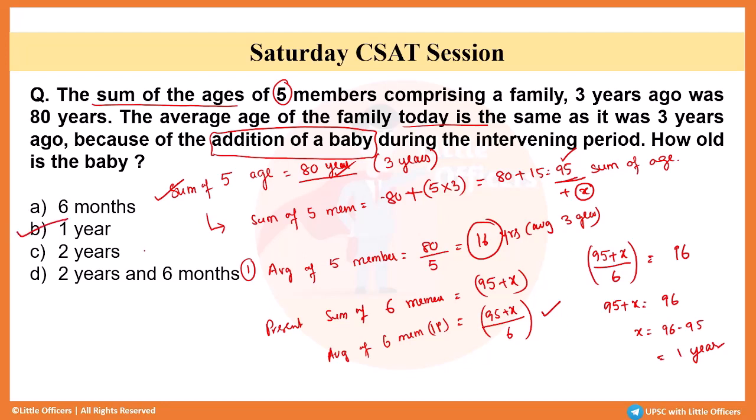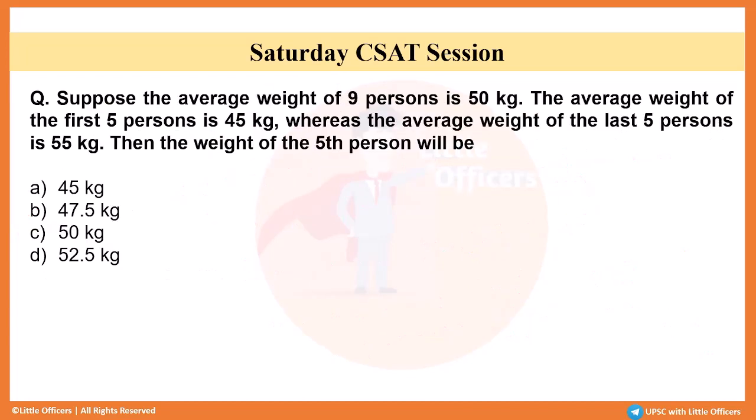So what we did is simply we found the average in one case with the given conditions, and second case with the given conditions, and the condition is also given that they are same because of addition of new baby. From there we got the age of the baby. Similarly, another question, look at it. This is on the weights.